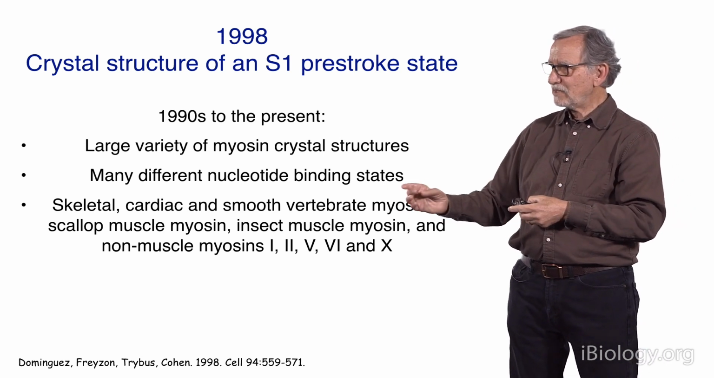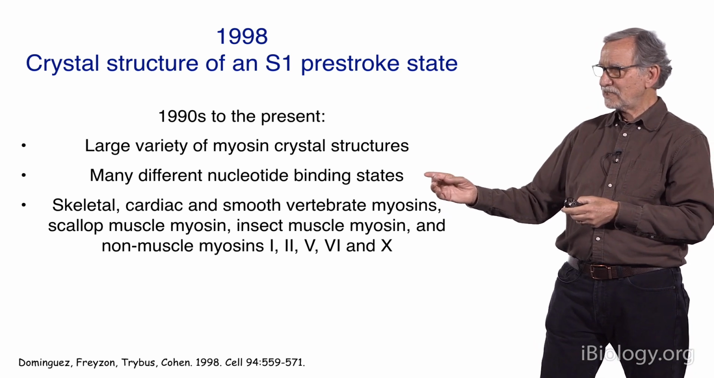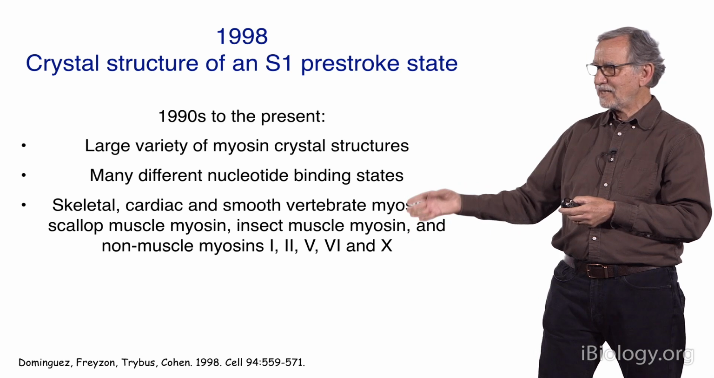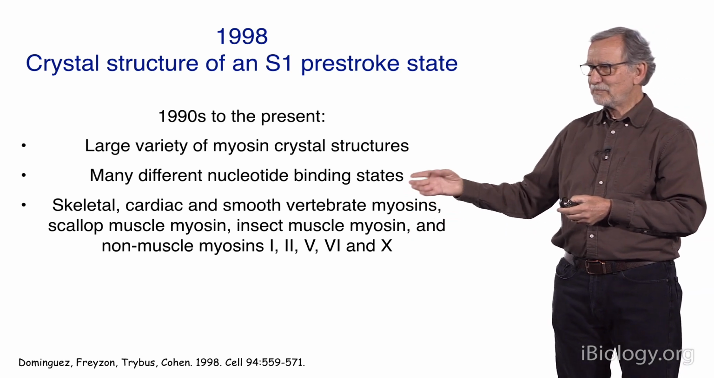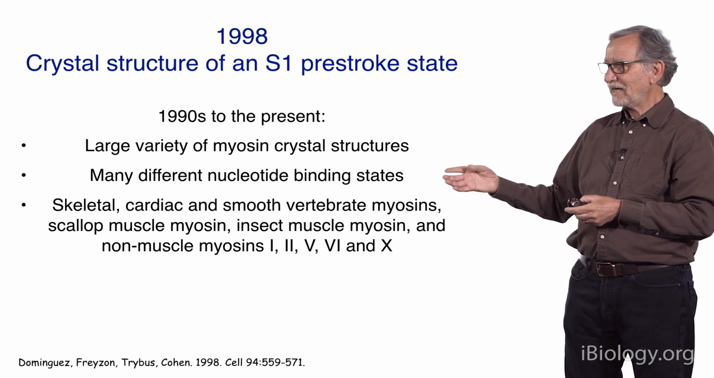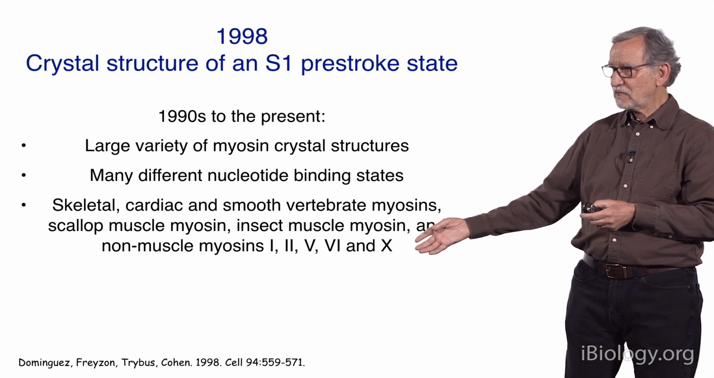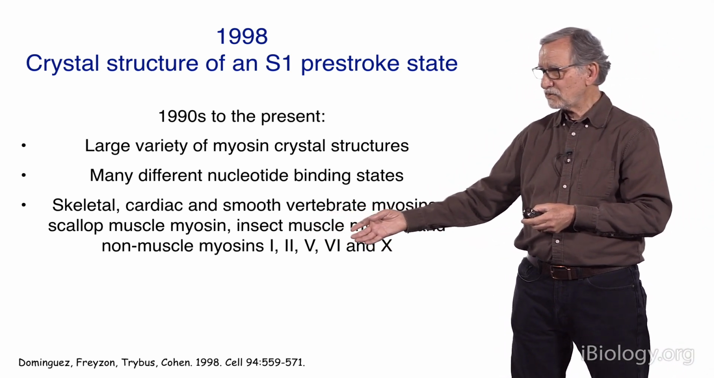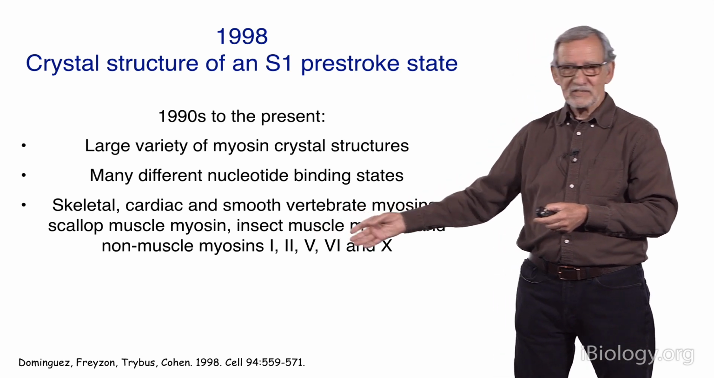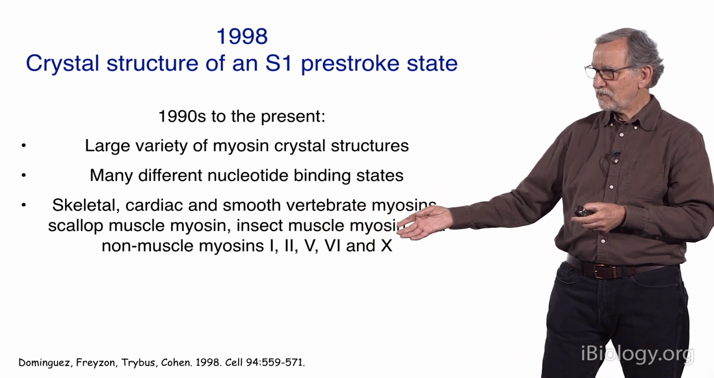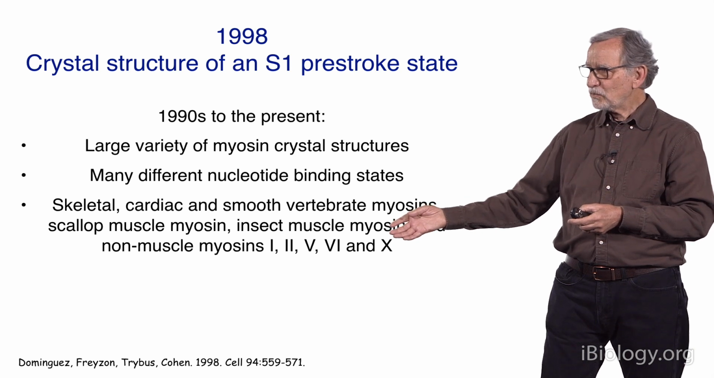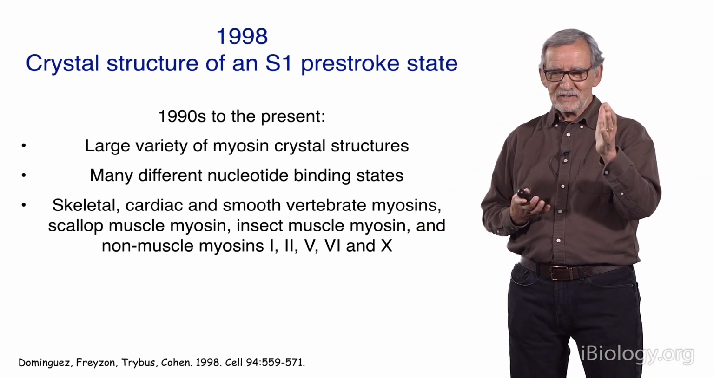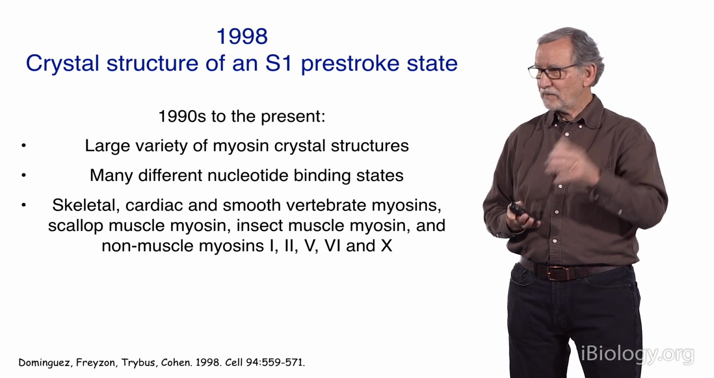And so many, many crystal structures were obtained in different nucleotide states, and they were obtained for not only skeletal muscle, but cardiac, smooth, scallop, insect muscle myosin, and even a lot of non-muscle myosins, where a lot of work, especially elegant work out of the laboratory of Anne Houdusse at the Curie Institute in Paris, really put the nail in the coffin with regard to this idea of the lever arm swing.